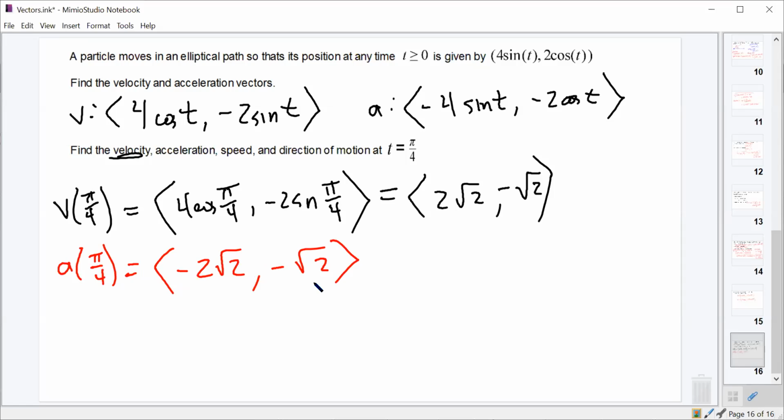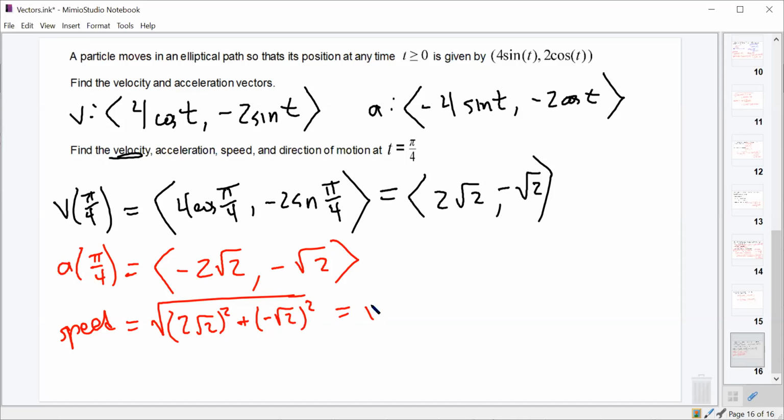Okay, and the speed should be the magnitude of the velocity vector at pi over 4, which should be the square root of 2 root 2 squared plus negative root 2 squared. And 2 root 2 squared is 8, and negative root 2 squared is 2, so that's a speed of root 10.